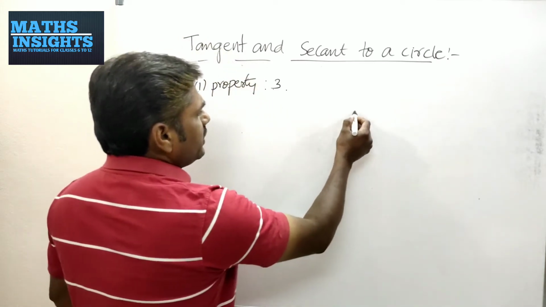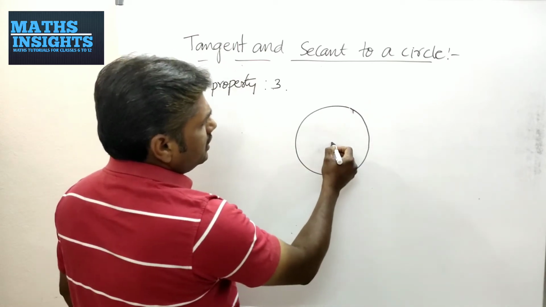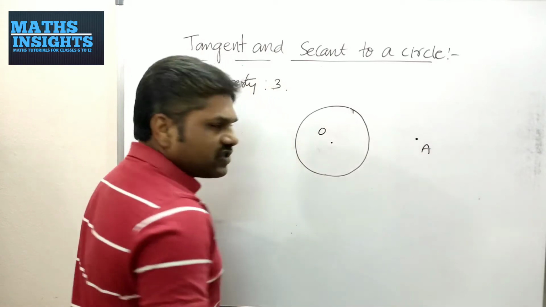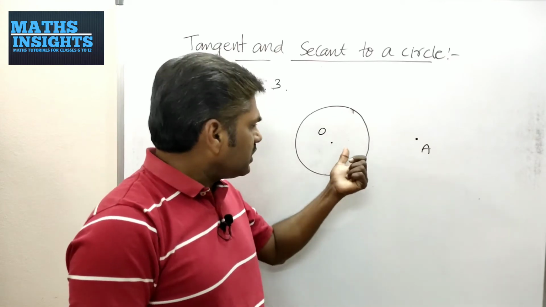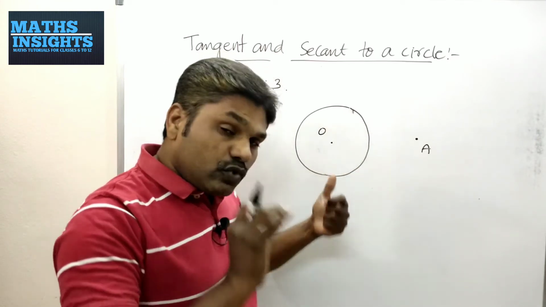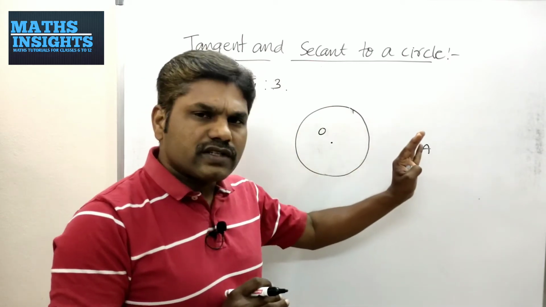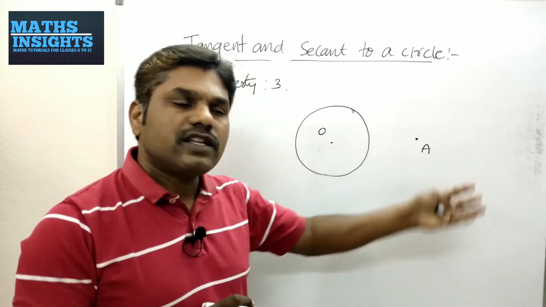See, I am taking a circle here. This is a circle and this is center O. Now from the point A, which is an external point, you have to keep in your mind that you cannot draw any tangent through a point which is inside the circle.